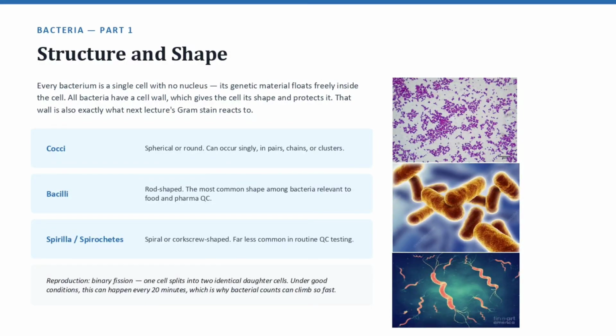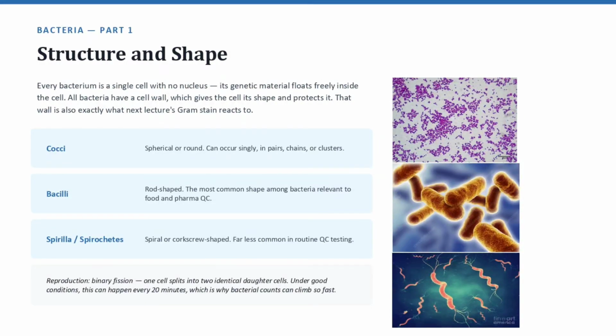Bacteria come in 3 basic shapes. Cocci are spherical or round, and they can occur singly, in pairs, in chains, or in clusters. Bacilli are rod-shaped, and this is the most common shape among the bacteria relevant to food and pharma QC. And spirilla, or spirochetes, are spiral or corkscrew-shaped. Far less common in routine QC testing, but worth being able to recognize.